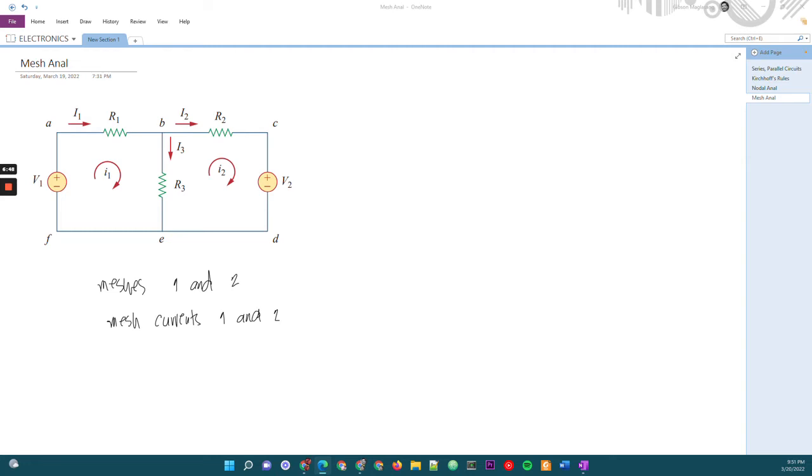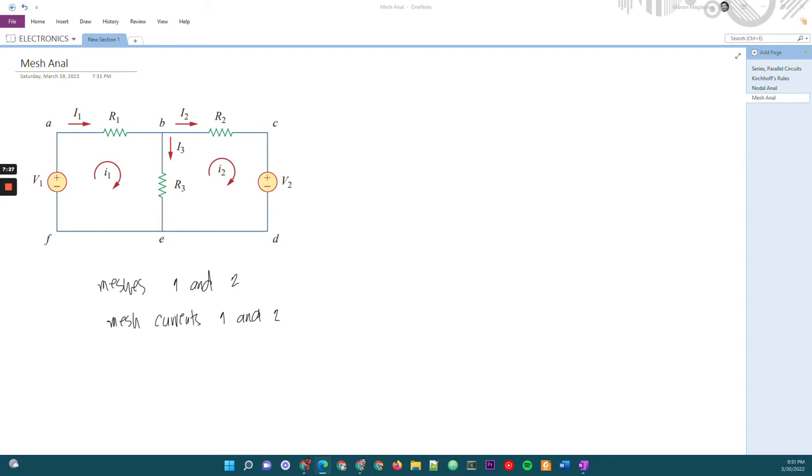So the first step is to require that the mesh currents I1 and I2 are assigned to meshes 1 and 2, which is what we did. Although a mesh current may be assigned to each mesh in an arbitrary direction, it is conventional to assume that the mesh current flows in a clockwise direction. Actually, it can also be counterclockwise, but for consistency or simplicity's sake, we consider the mesh currents to flow in the clockwise direction.